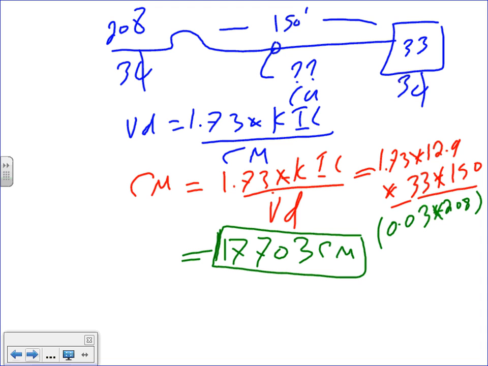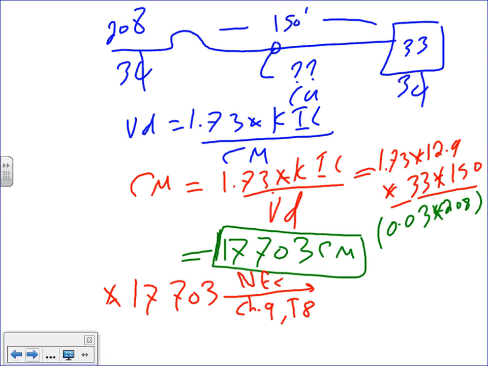Next you're going to take this 17,703 to our Bible, the NEC, under which table? Chapter 9, Table 8. And what would that get you? You could have told me that before I did the whole mess here, right? Easily. So that will get me number 6. Except I proved it here. I could have easily looked at it and said throw in number 6. Now I proved that I need number 6.